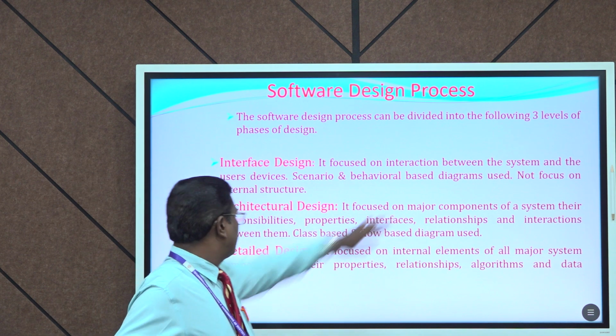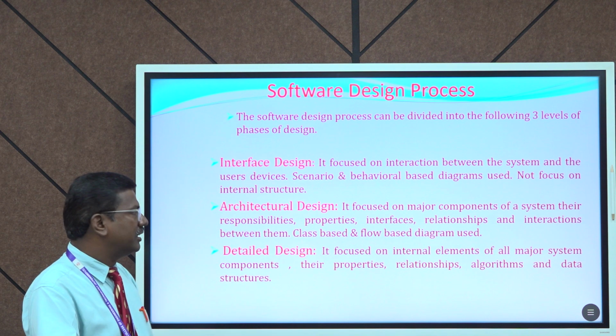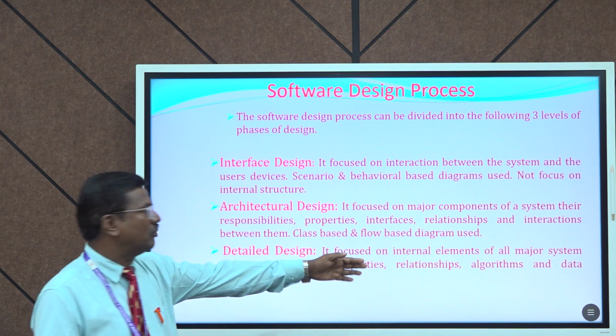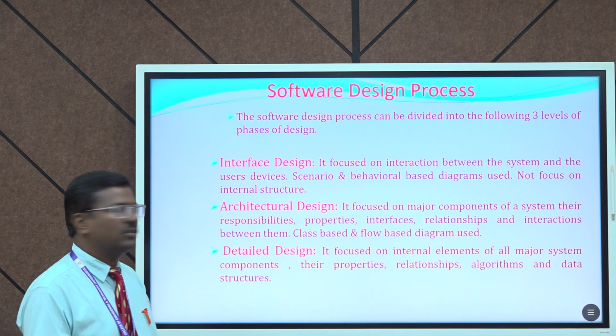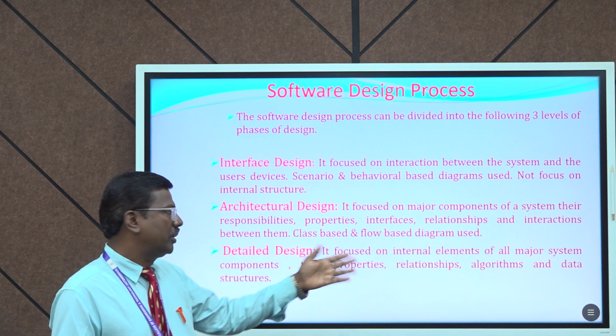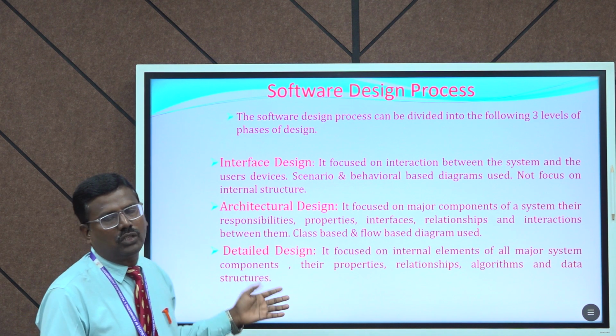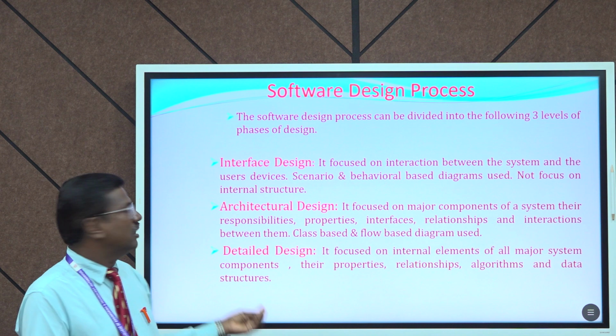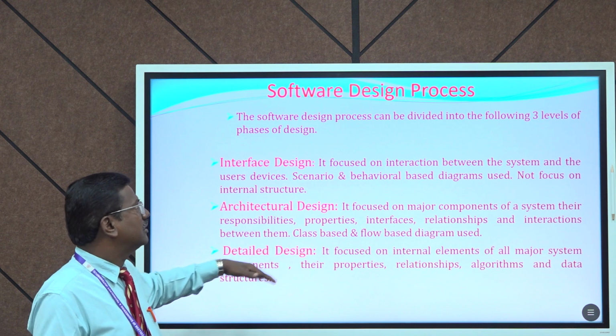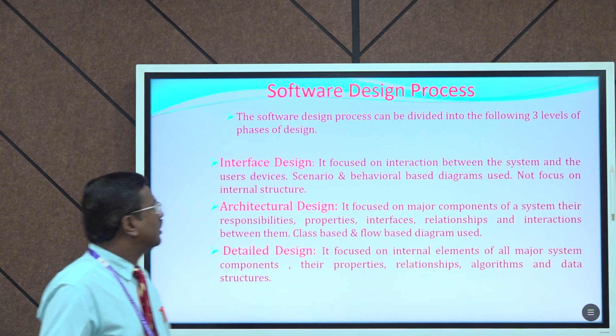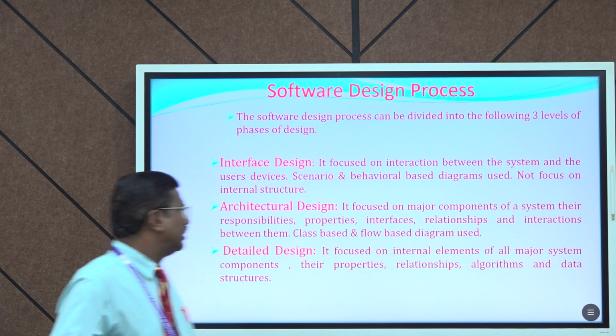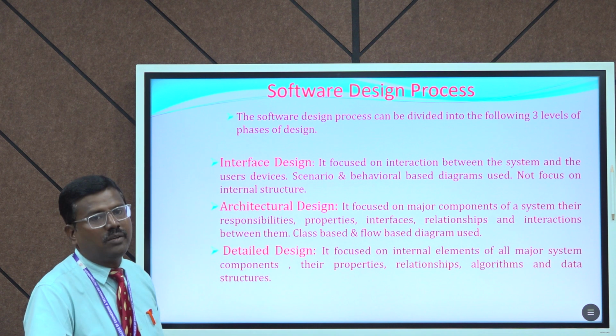Then detailed design. Detailed design means it focuses on the internal elements of all the major system components. Then properties and relationships and algorithms, which algorithms are used or what type of data structures are used. These are the detailed design. These interface designs, the architectural design and the detailed design are the software design process.